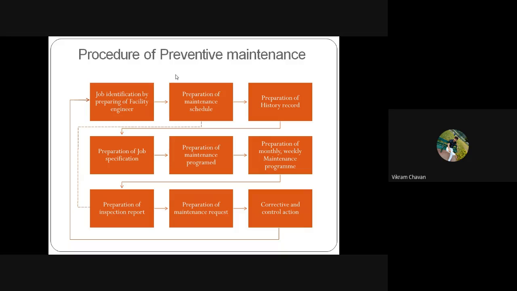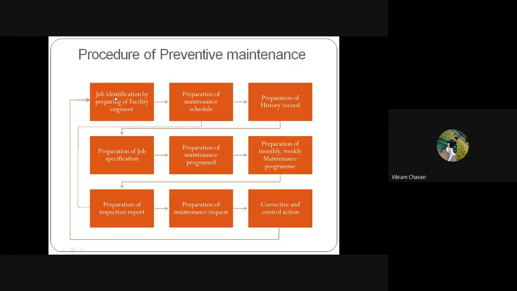This preventive maintenance procedure starts with job identification by a facility engineer. Then the next step is preparation of the maintenance schedule, then preparation of the history record, then preparation of the job specification. Next is preparation of the maintenance program, then preparation of the monthly and weekly maintenance program, which goes on to preparation of the inspection report. Then comes preparation of the maintenance request and corrective and controlled action. This provides the feedback to the first step, that is job identification.